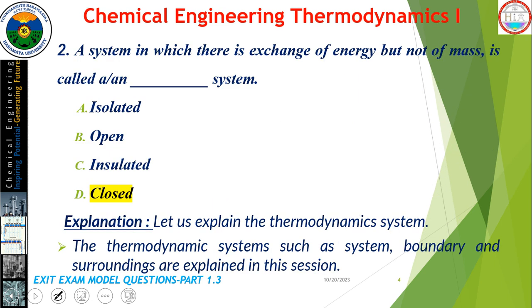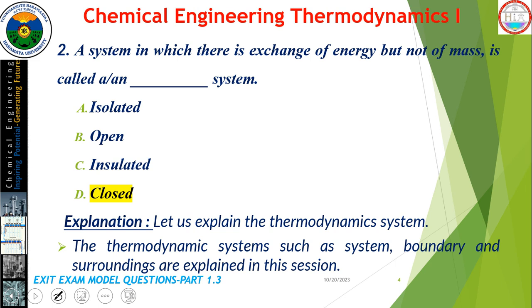The second question says: a system in which there is exchange of energy but not of mass is called a ___ system. A, isolated system; B, open system; C, insulated system; D, closed system. So to provide the answer for this question, let us explain what the thermodynamic systems are.